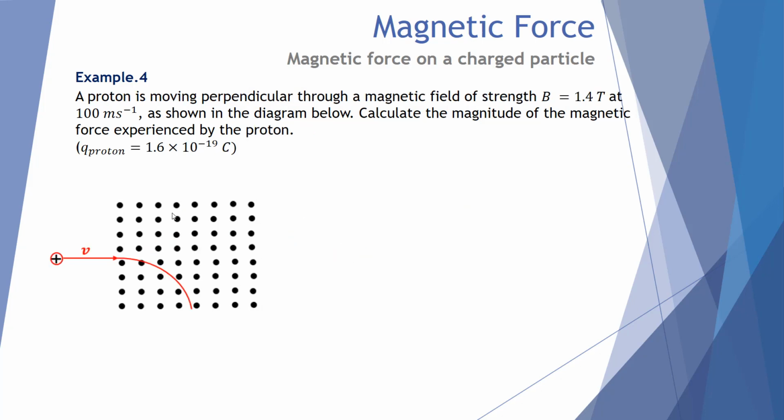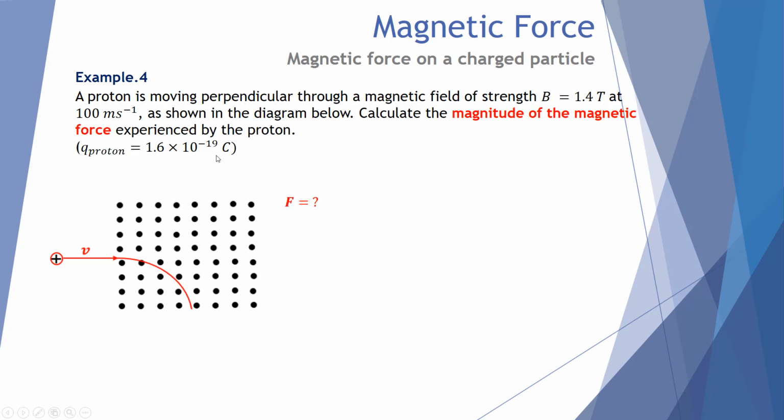Example number 4. A proton is moving perpendicular through a magnetic field of strength 1.4 Tesla at a speed of 100 meters per second, as shown in the diagram below. Calculate the magnitude of the magnetic force experienced by the proton, and we're given here the charge of a proton. It's the same as that of an electron in magnitude.